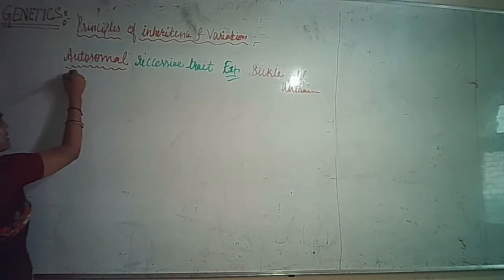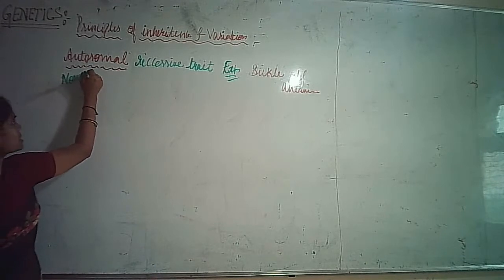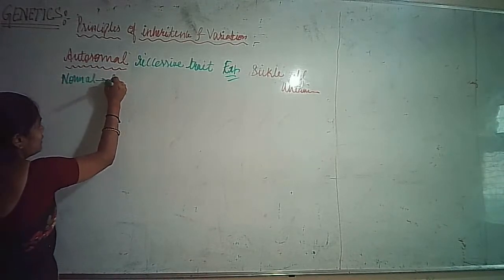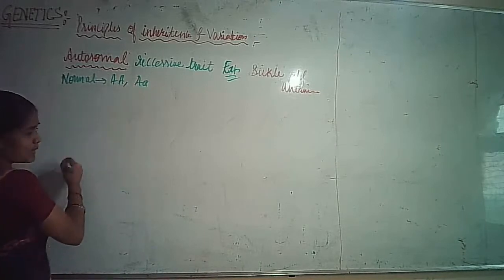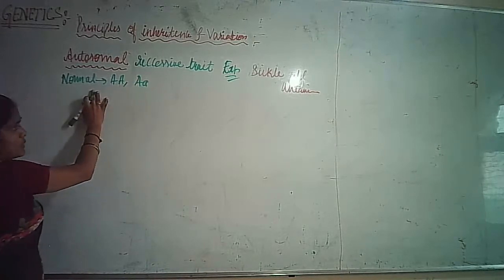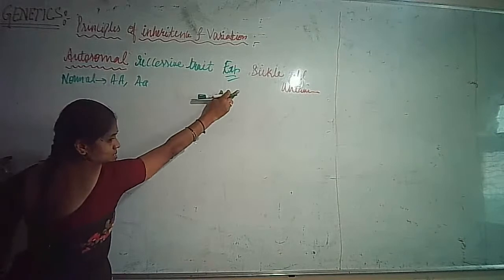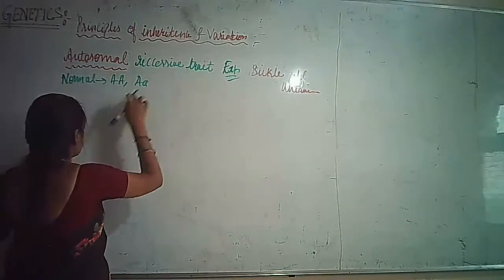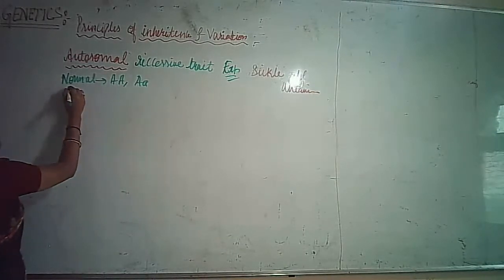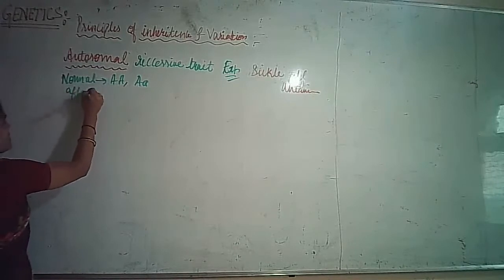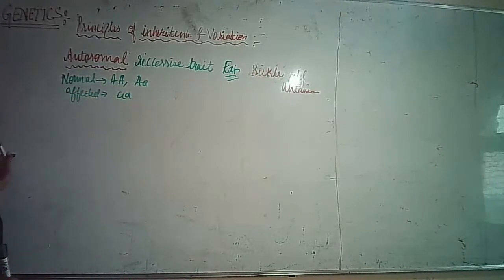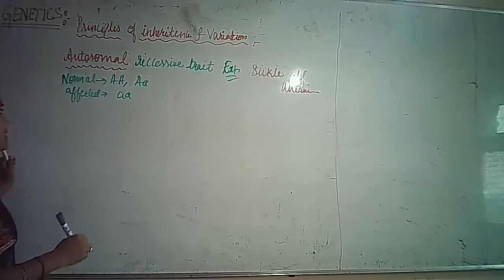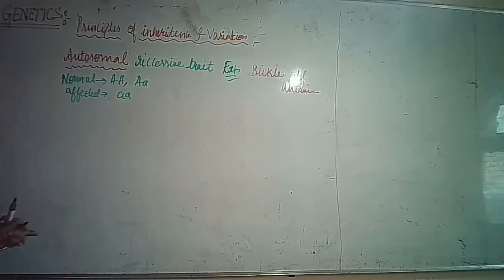So how do we see normal? In the normal condition how will it be done? Either capital A, capital A, or capital A, small a. In both conditions it is normal. This is a recessive trait, this disease occurs in the recessive condition. So when it is affected, dear students, it is affected when it is present in a recessive condition because it is a recessive trait. It is small a, small a.